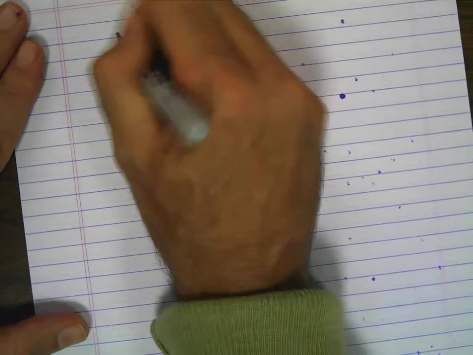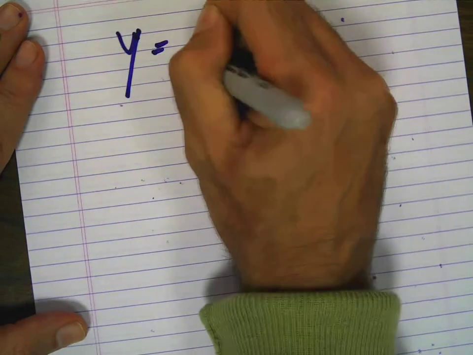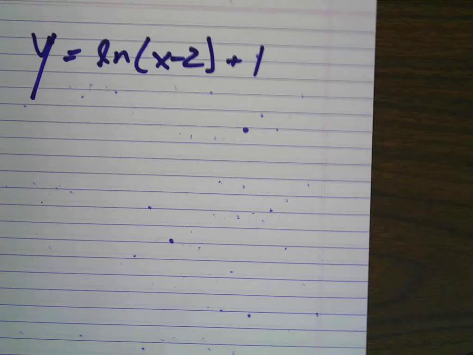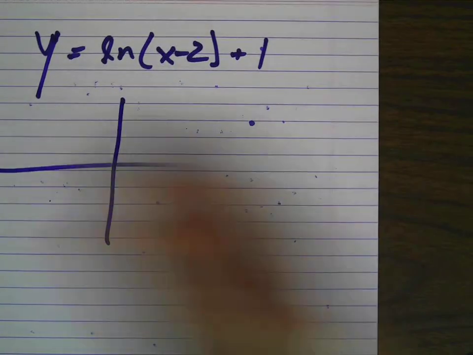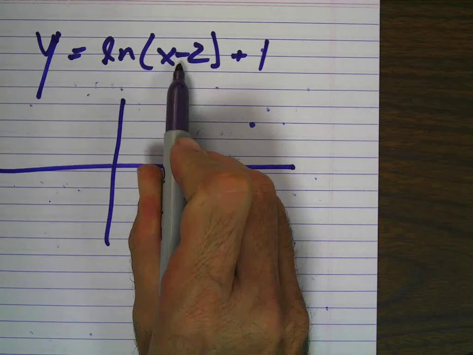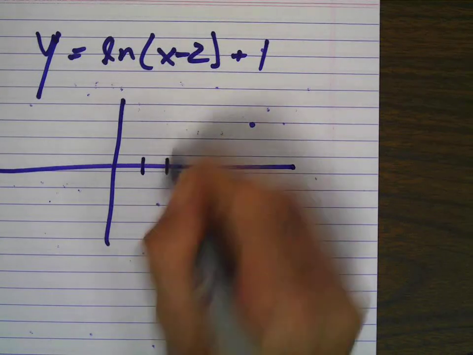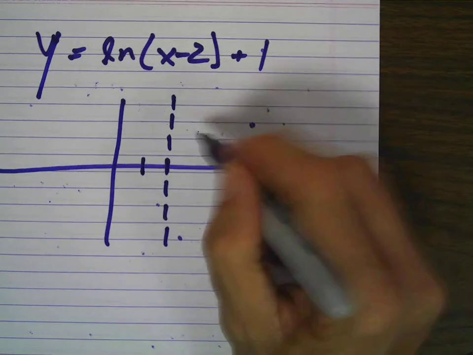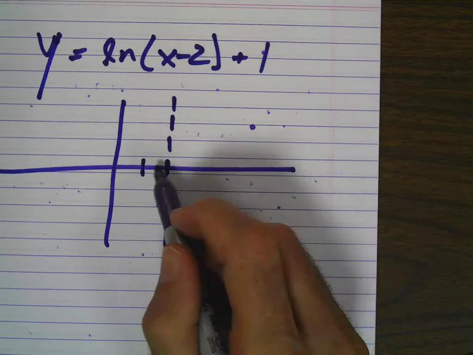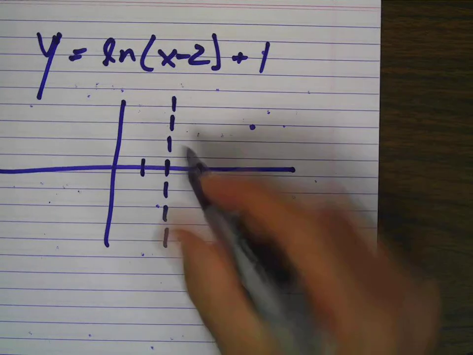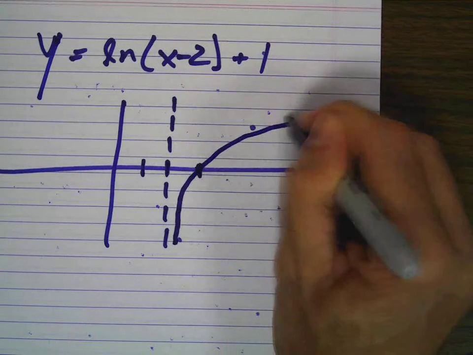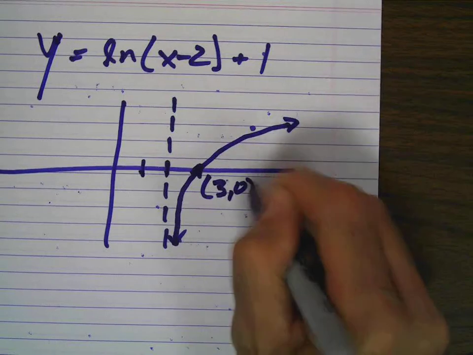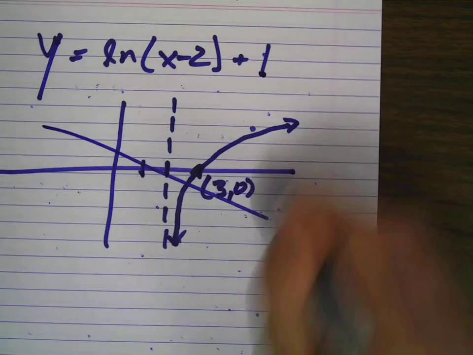Number 18. Given y equals the natural log of x minus 2, plus 1. A. Sketch the graph. This has a vertical asymptote at positive 2. And the graph will cross the x-axis 1 unit to the right, like so. The coordinates of this point is 3, 0. Oh, I forgot to move it up 1 unit.